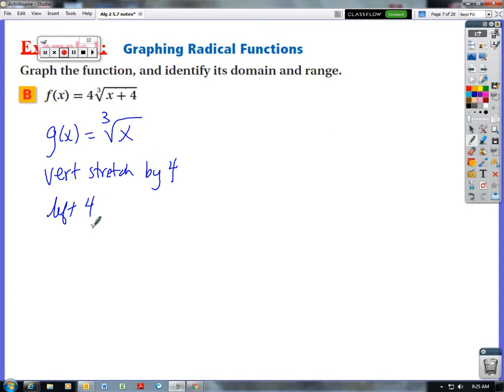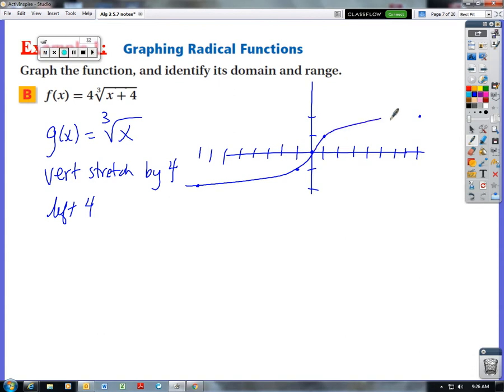So I could graph that pretty quickly by hand. Cube root. Let's see. I'm trying to go as fast as I can here. 1, 2, 3, 4, 5, 6, 7, 8, 8, 2, because it's a cube root. 1, 2, 3, 4, 5, 6, 7, 8. Back 8, down 2. Okay, there's the parent, g.